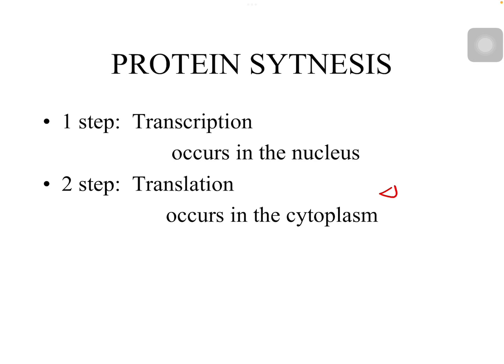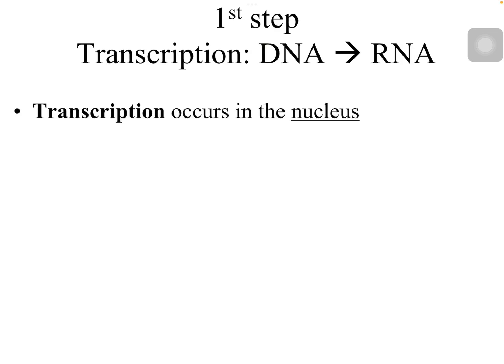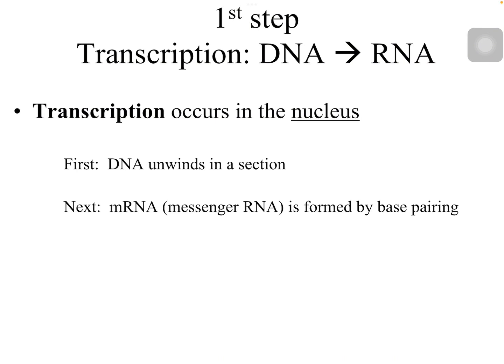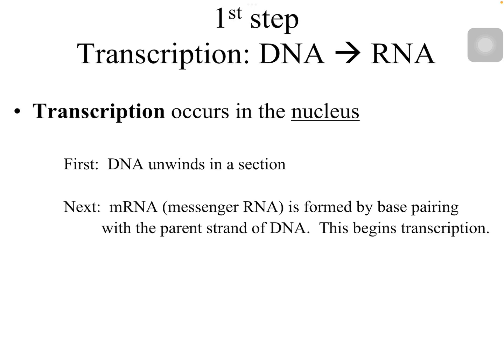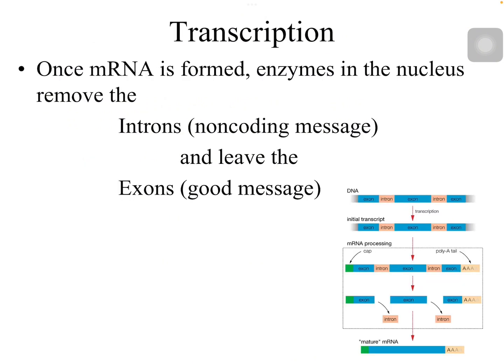In translation, the ribosome is involved, because it goes from RNA to protein. Remember, the site for protein synthesis is the ribosome. Now let's go to transcription. Transcription always occurs in the nucleus. The first step is DNA unwinding, and the mRNA will be formed through base pairing. So how does it work, class? It goes like this.